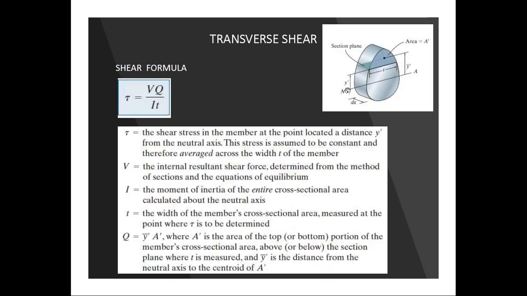You can see over here that tau will be your shear stress, and it will depend upon the shear force, and it will depend upon the Q. Q is your first moment of area. And I will be your moment of inertia, the moment of inertia about the neutral axis, and t will be your thickness over here.